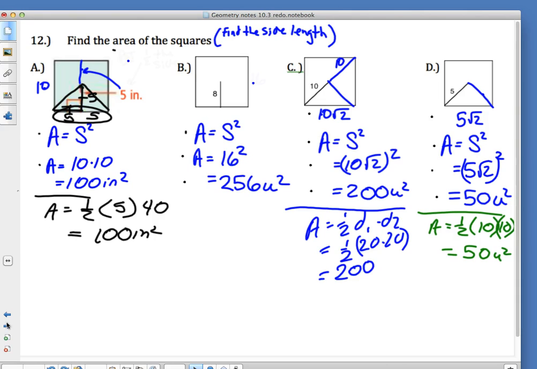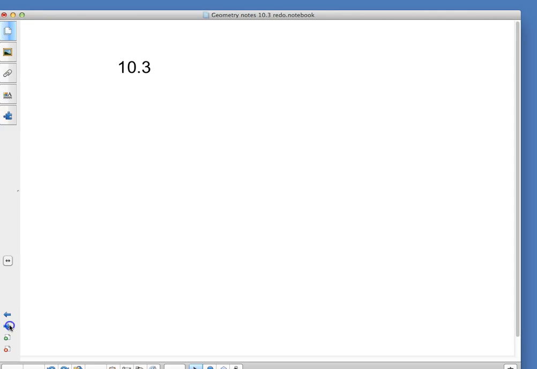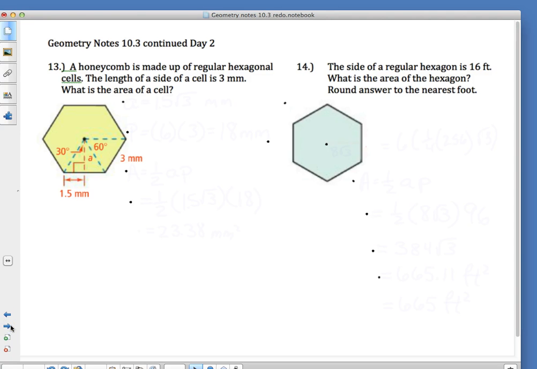Questions about my squares? We're doing okay? All right. Now keep in mind, today's notes are all about formulas and all about finding areas of stuff that are pretty easy. We're talking about equilateral triangles, squares, and hexagons. Being efficient with our time and use of formulas. I don't know where that came from. But now, check it out on this one.